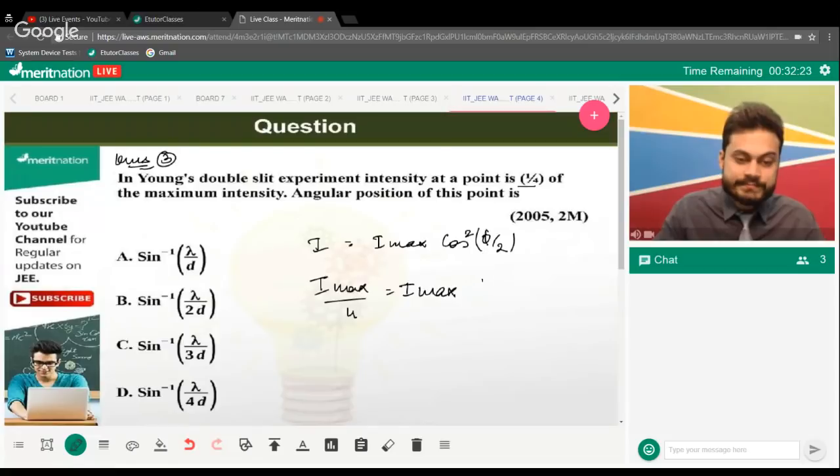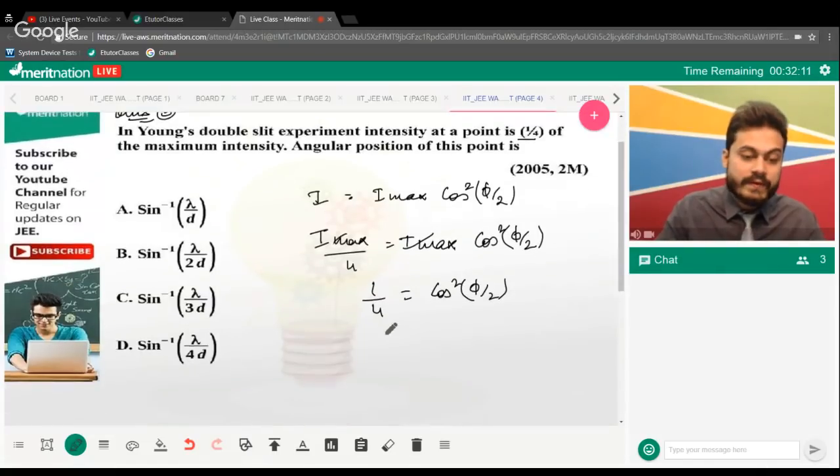Good. So it becomes cos square phi by 2. So these two cancel. We are left with 1 by 2 and cos square phi by 2. So how many of you can tell me what will be the value of phi? Solve this simple mathematical equation and let me know. Go ahead. Just let me know if you guys can solve this one. So it will be 1 by root 2, and go ahead. Let me know.